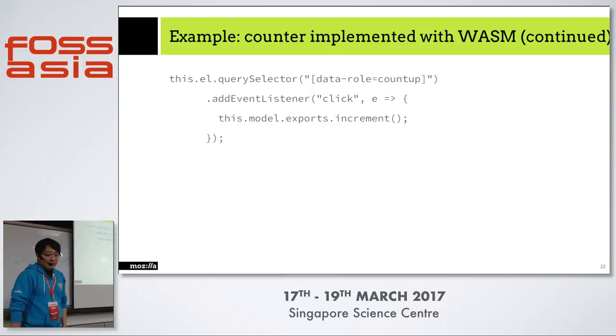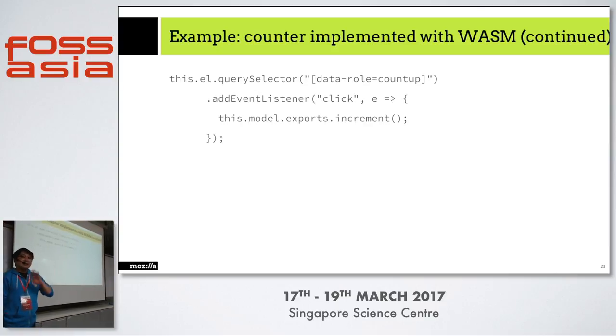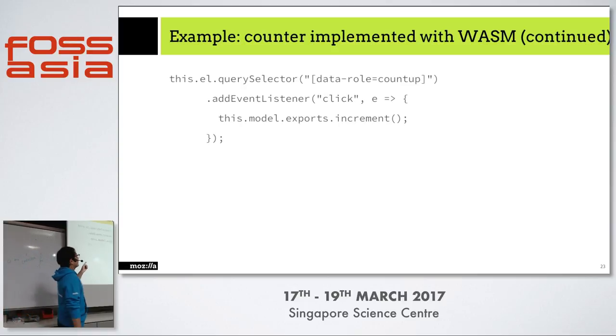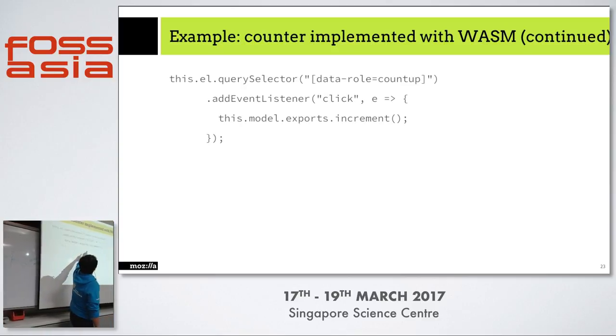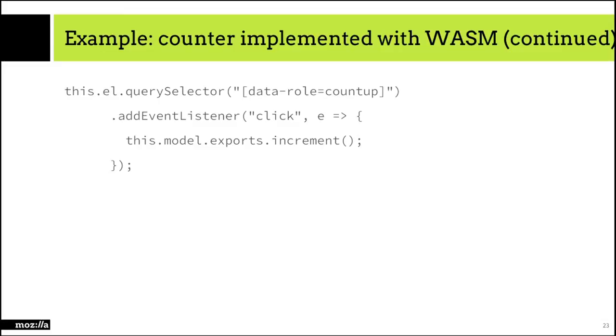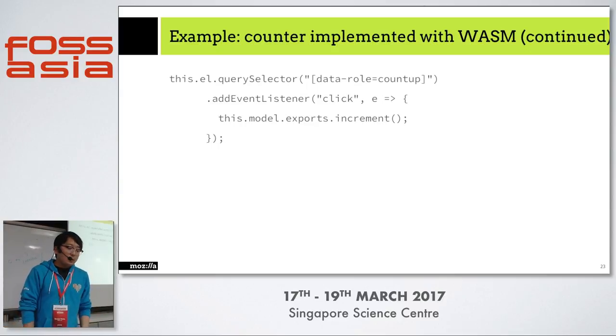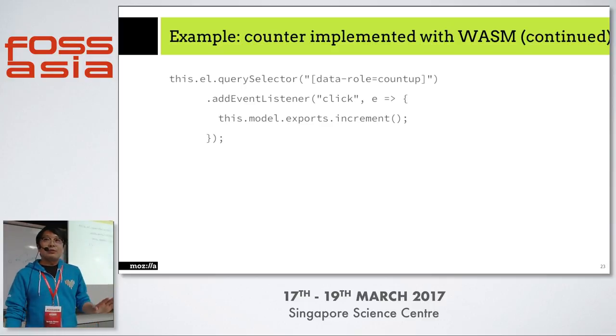After instantiation, we can use it in the same way as JavaScript modules. All exported functions are listed under the exports attribute like this. So we can call the increment method written in C like this. That is the overview of how to create a WASM and how to use it inside websites. From the viewpoint of using modules, there's no difference between JavaScript and WASM.